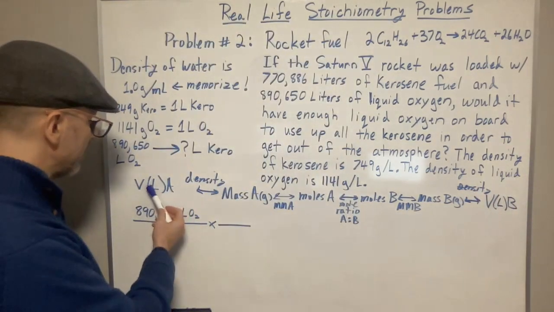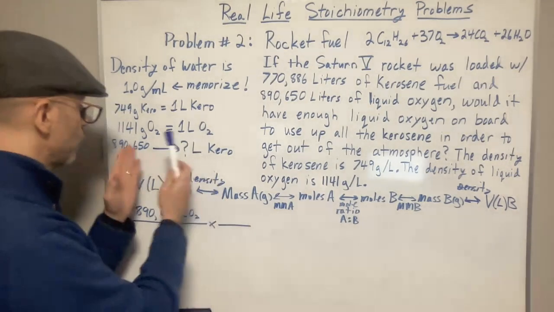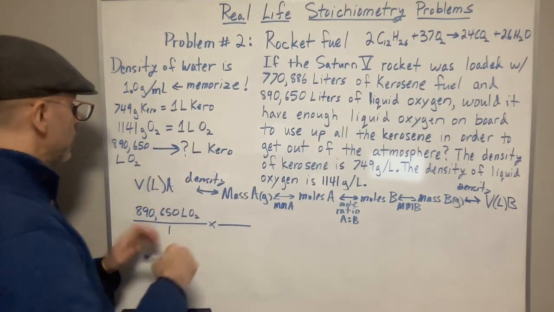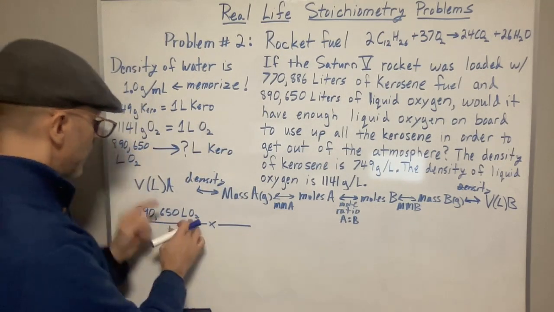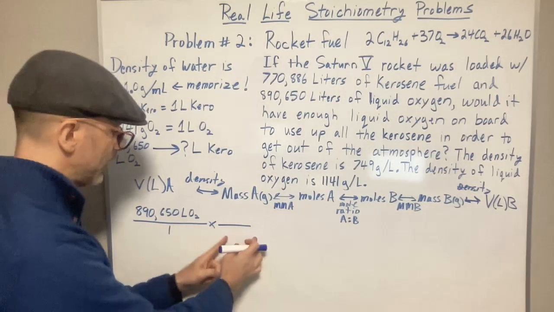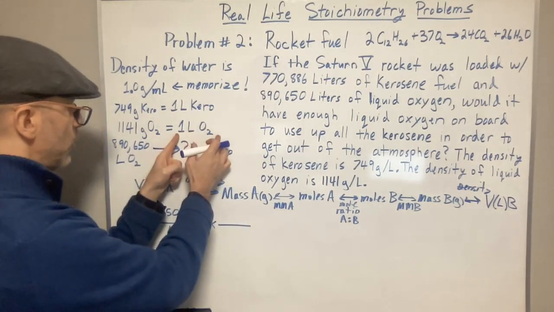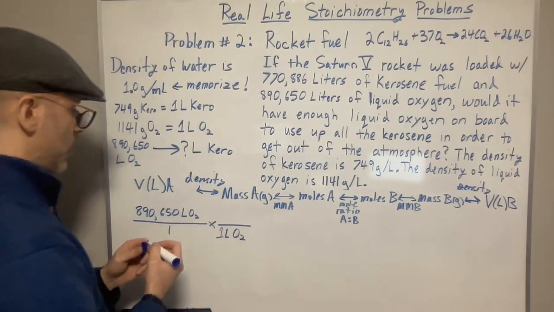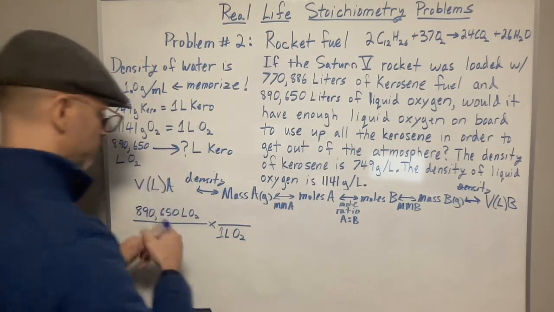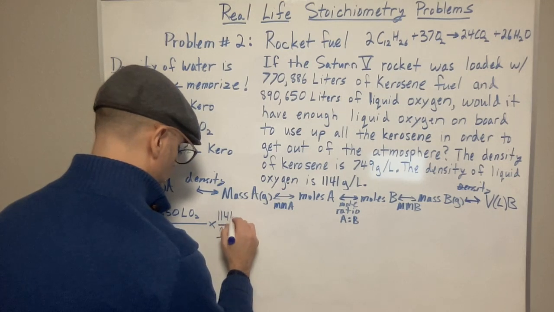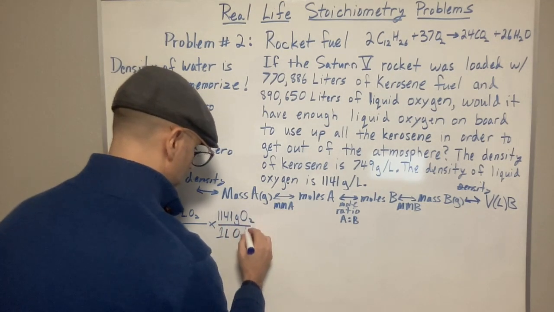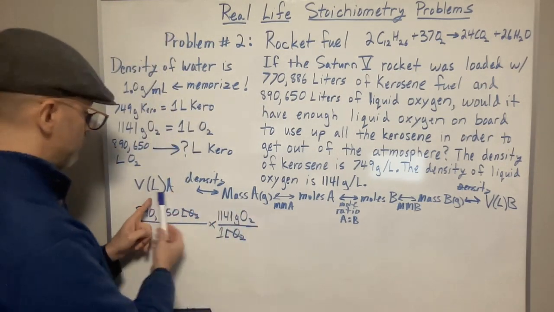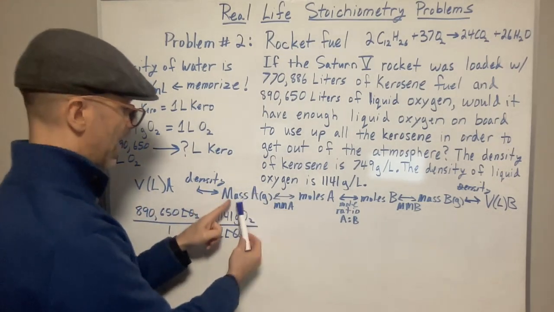So we're at liters. We want to get to mass in grams, so we're going to use the density of liquid oxygen. Here we have liters on the top, so we want liters on the bottom. So we're going to put 1 liter of liquid oxygen on the bottom and 1141 grams of oxygen on the top. So liters cancels out. Now we've done our first step. We've gone from liters to mass. Now we're on the main highway.